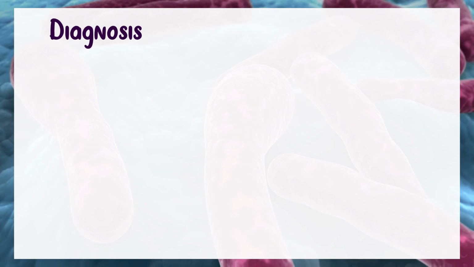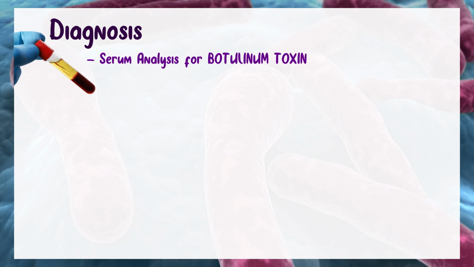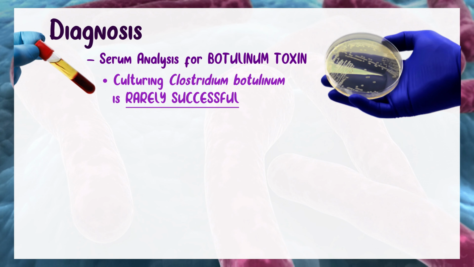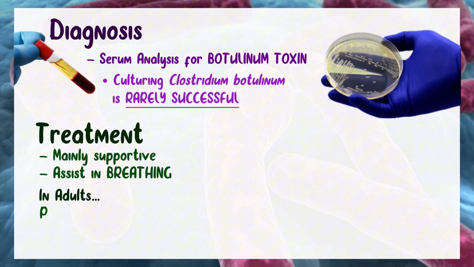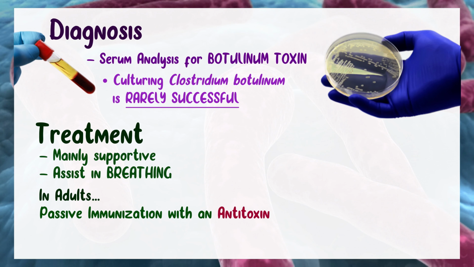The diagnosis of botulism is primarily confirmed through serum analysis to detect the presence of botulinum toxin. Culturing Clostridium botulinum is rarely successful, as anaerobes are challenging to grow in laboratory conditions. Treatment for botulism is mainly supportive, with the primary goal being to assist the patient in maintaining proper breathing. In adults, passive immunization with an antitoxin is also an option for treatment.